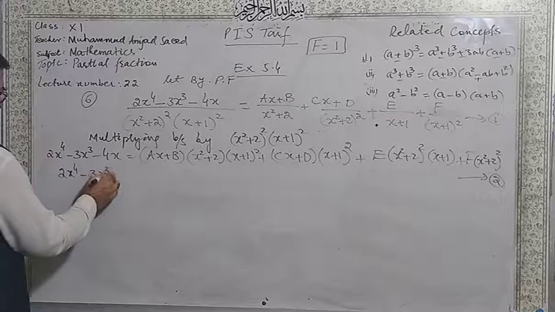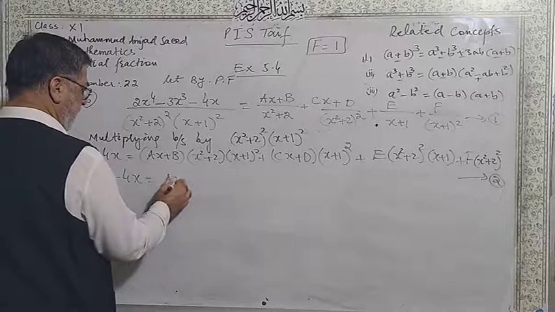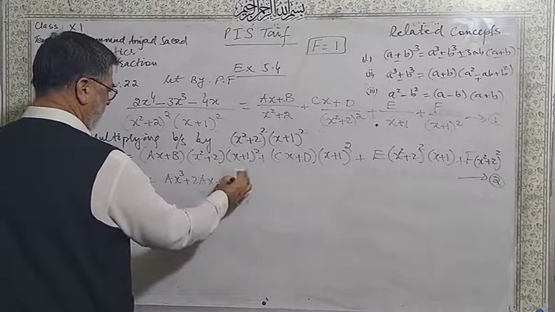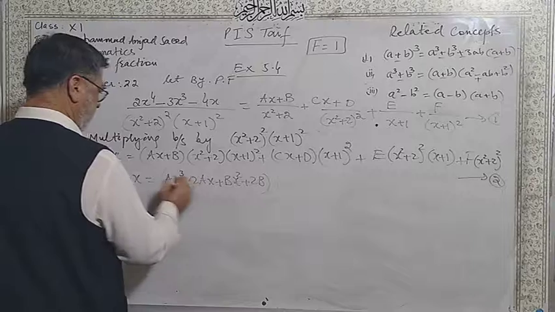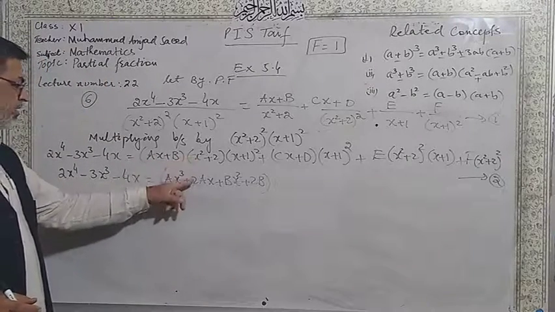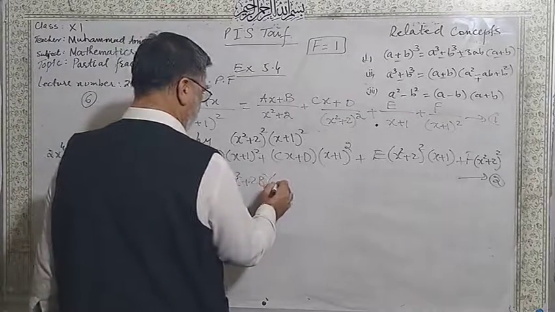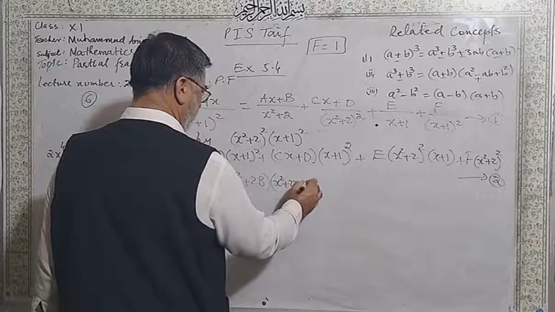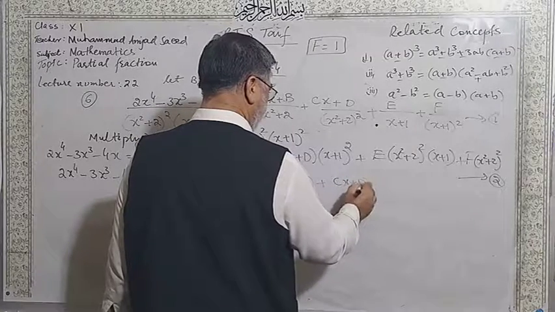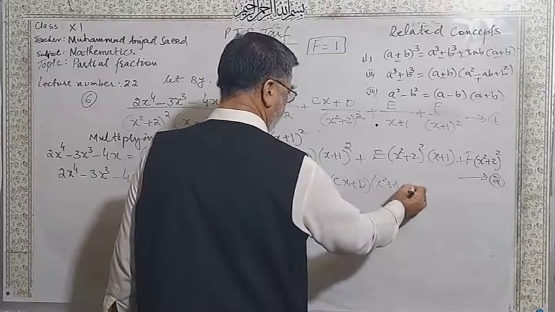2x^4 minus 3x^3 minus 4x is equal to ax^3 + 2ax + bx^2 + 2b. We have multiplied these two brackets, ax^3 + 2ax, bx^2 + 2b into (x + 1)^2, x^2 + 2x + 1. Similarly, here we can have (cx + d) into (x^2 + 2x + 1).